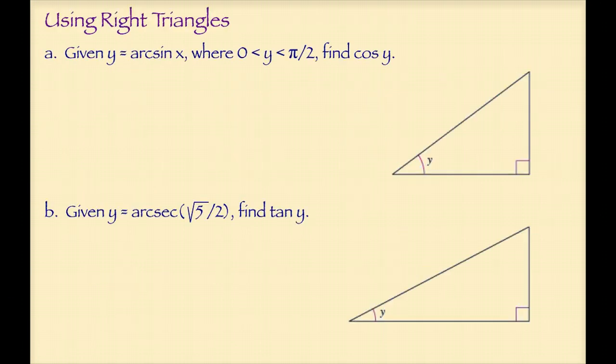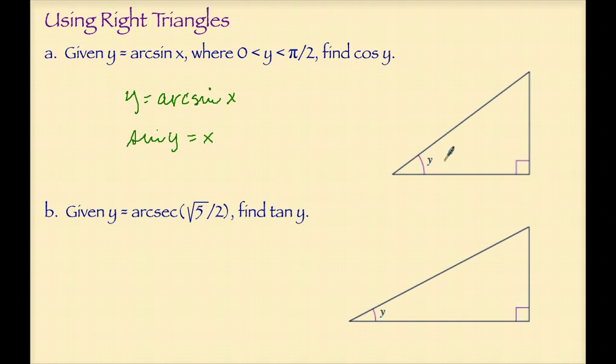Let's use right triangles to find trigonometric ratios. We're given that y equals arcsine of x, y is between 0 and pi over 2, and we're asked to find cosine of y. Y equals arcsine of x can be rewritten this way: sine of y is equal to x.